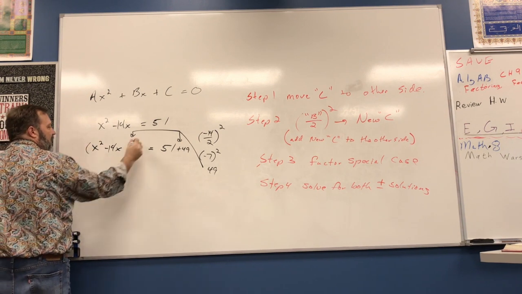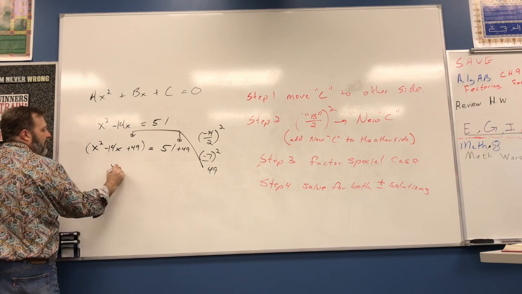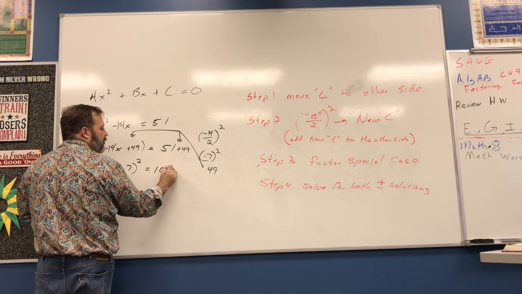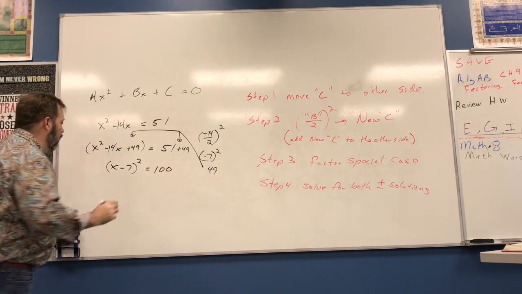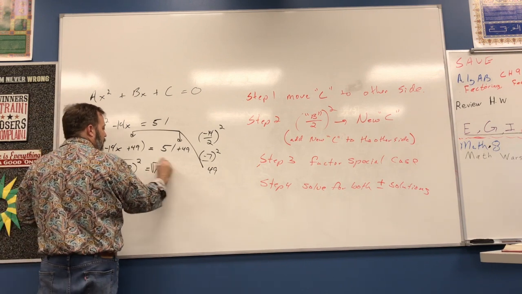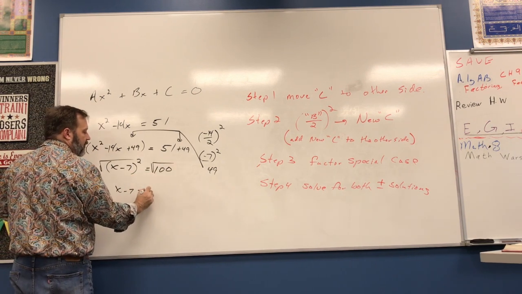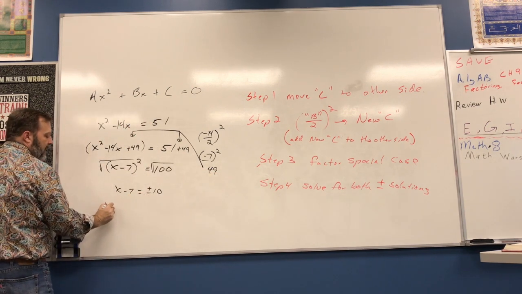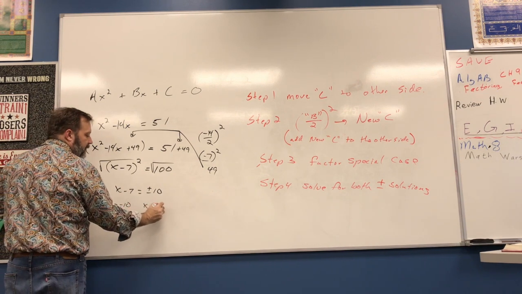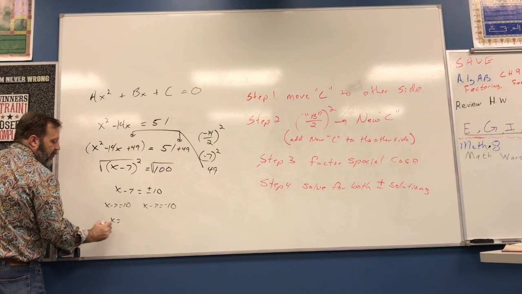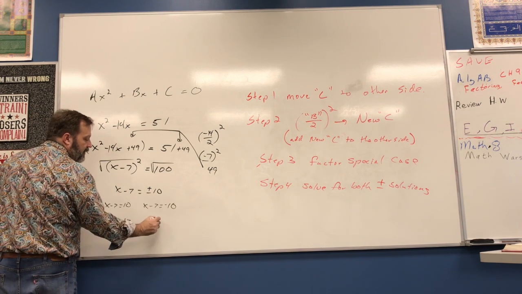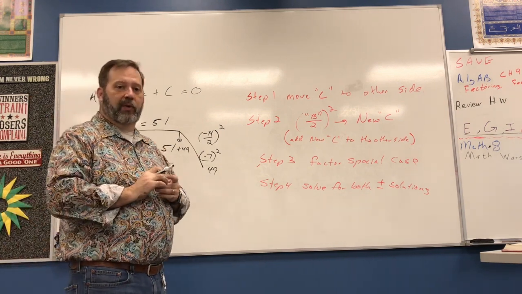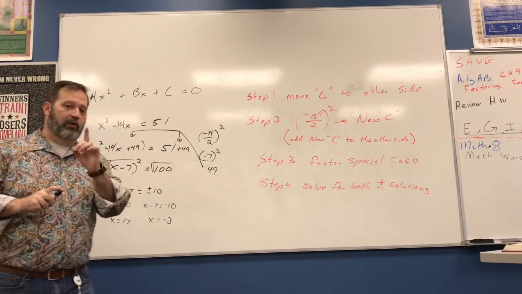Next step, factor this. Well, I already know what it's going to be factored. X minus 7 squared. And that's going to equal 51 plus 49 is 100. As I square root this, I get x minus 7 equals plus or minus 10. At that point, I solve for both positive and negative solutions. X minus 7 equals 10. X minus 7 equals negative 10. X equals 17. X equals negative 3. And I have my 2 solutions. Pretty simple, pretty easy.